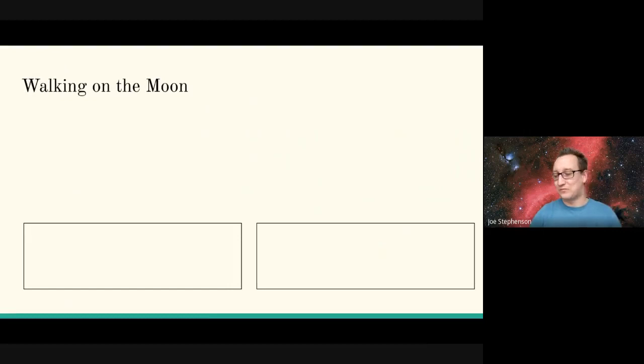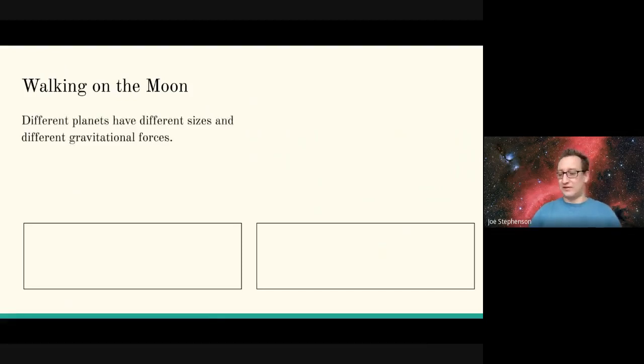So walking on the moon is one example of where we really needed to understand the effect of gravity and the forces acting upon the astronauts that did walk on the moon. Now, the moon is smaller than the Earth. It's a lot smaller. So therefore, it has a smaller gravitational force. Now, on Earth, gravity pulls things down with an acceleration of 9.8 meters per second squared. Okay, so that's the rate at which an object will accelerate if you drop it.